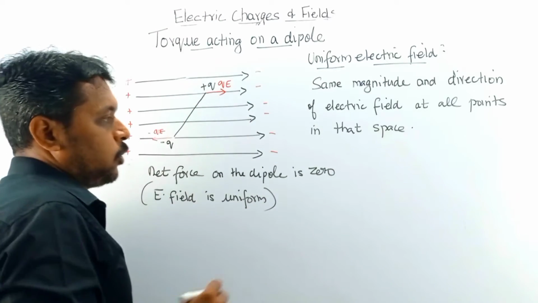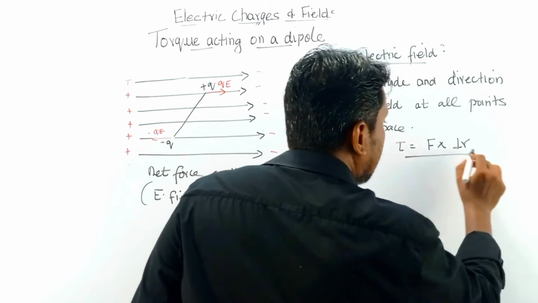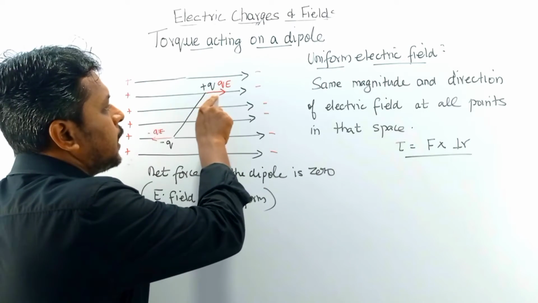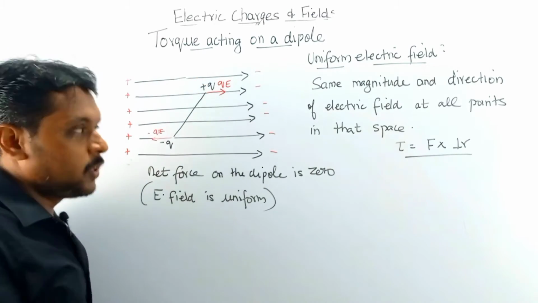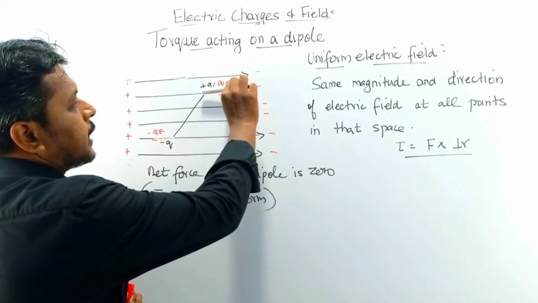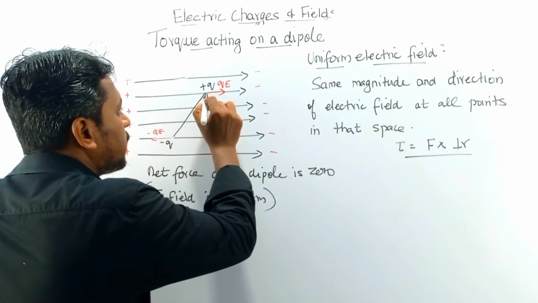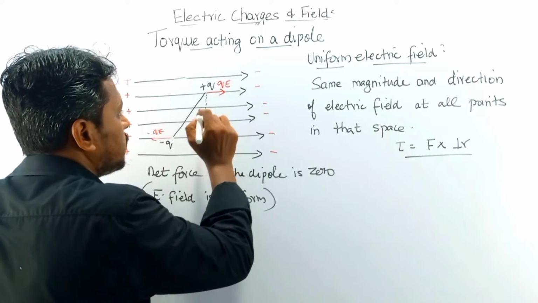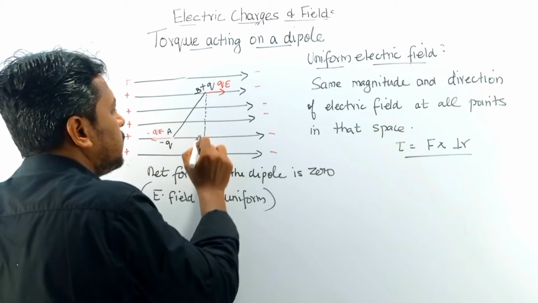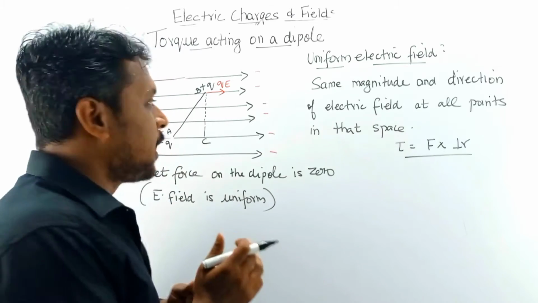What is the value of the torque? You know that torque is generally force into perpendicular distance. The force on this charge plus q is qE, and this is the force acting in this direction, so this will be the perpendicular direction. Now I'm going to join these points. Let us name this point A, this point B, and this point C. We have to find the distance BC.